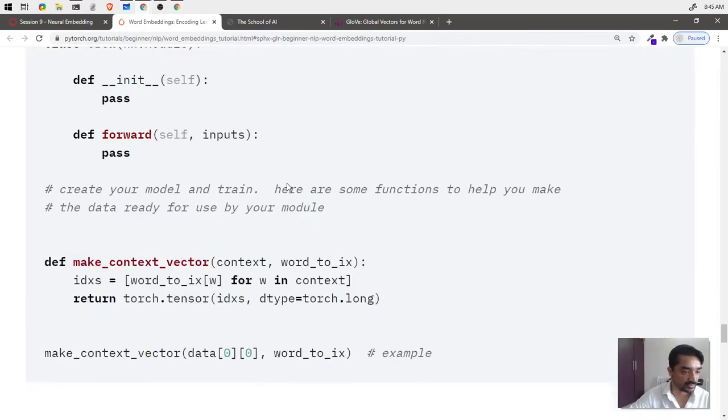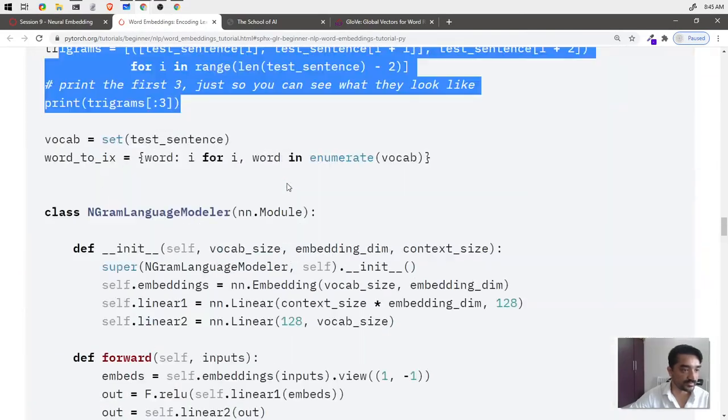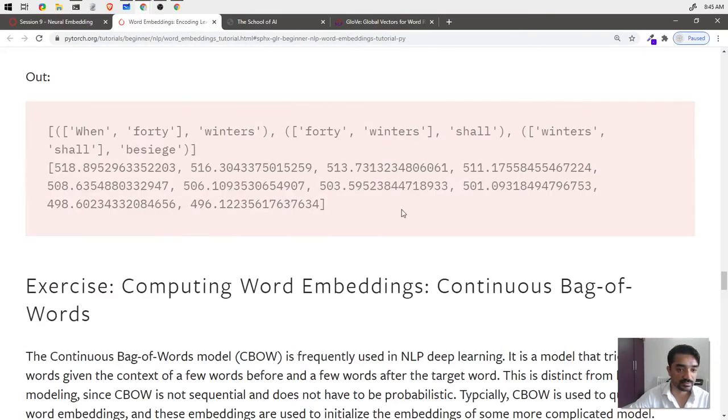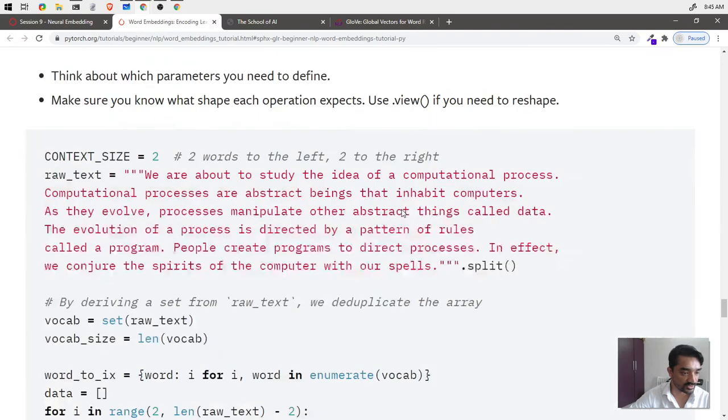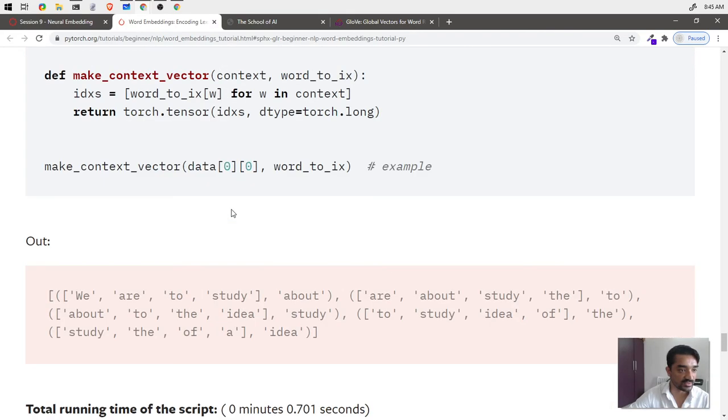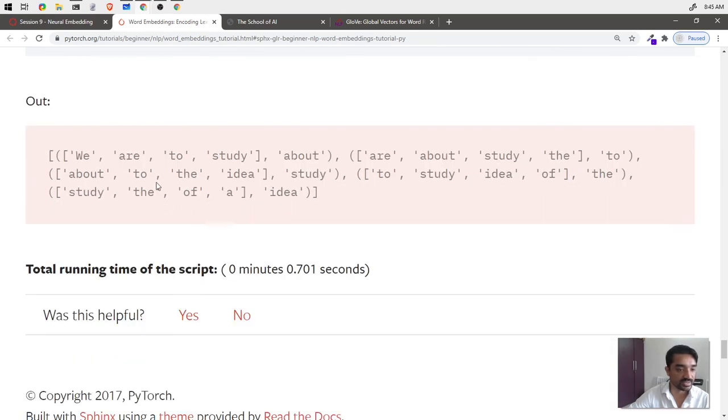where is the training part? Training log isn't shown. Fine. So what you can see is that if you test it out after some time, it actually starts predicting. We are to study about, so it predicts about, to the idea study. So based on the text we have, it actually starts predicting the next word.